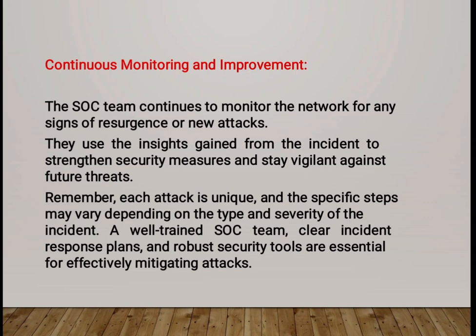Remember, each attack is unique and the specific steps may vary depending on the type and severity of the incident. A well-trained SoC team, clear incident response plans, and robust security tools are very essential for effectively mitigating attacks. So these are the detailed steps to mitigate an attack by a SoC analyst.